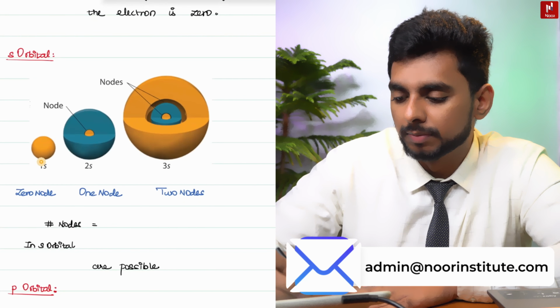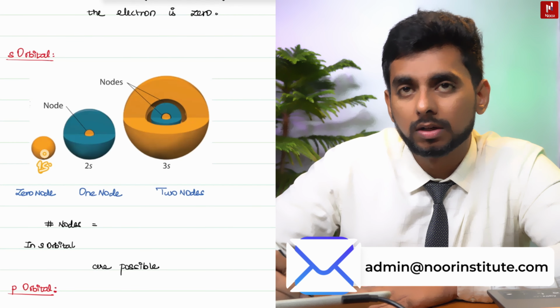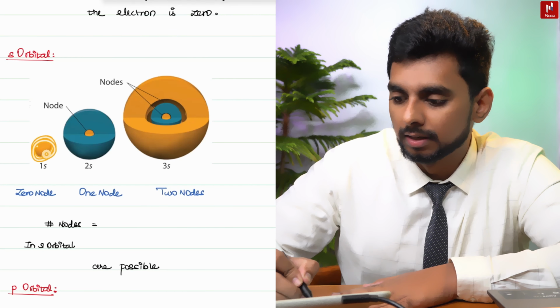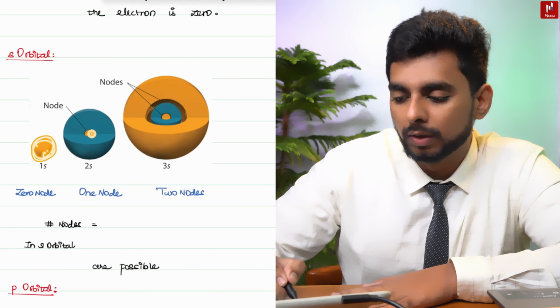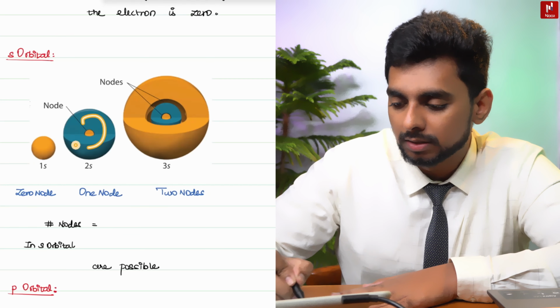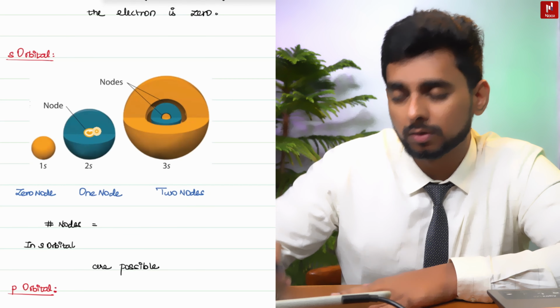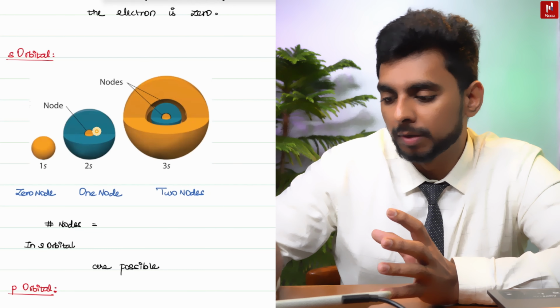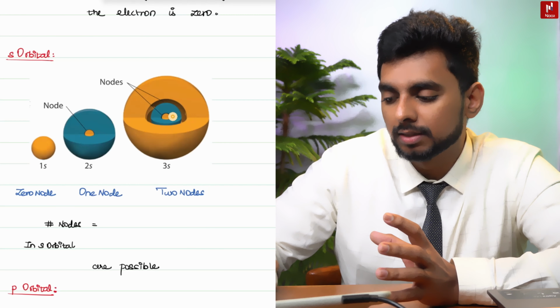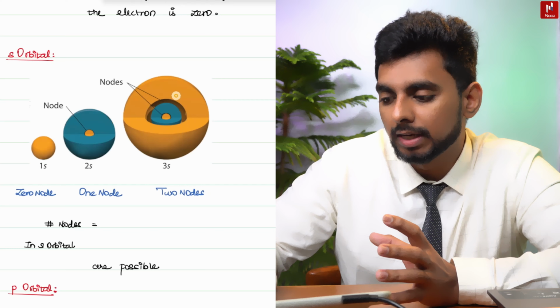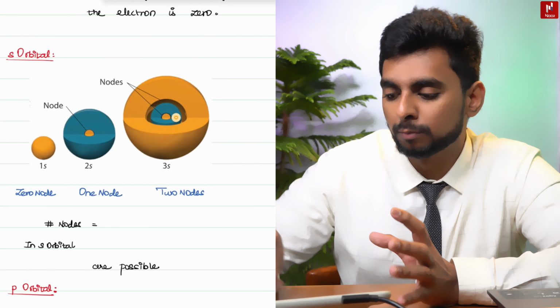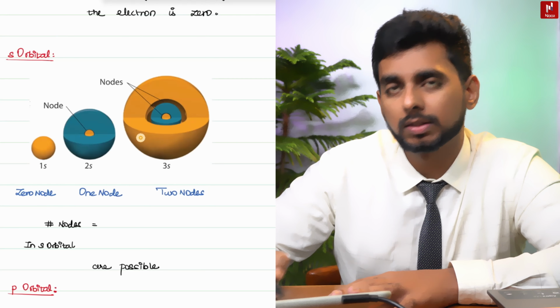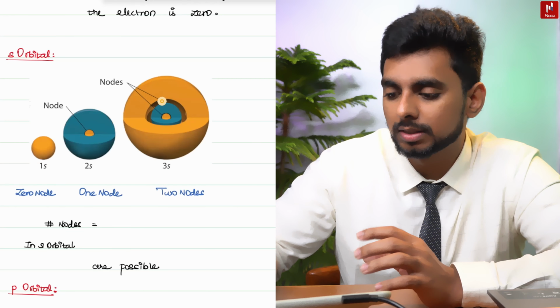So to get the node for the s orbital, I have chosen a picture over here. If you look at this picture, this is 1s. That will be the first shell, isn't it? Then you would have 2s, which means this 2s will engulf this 1s. So 1s will be inside the 2s orbital. In the same way, the 3s orbital will engulf both 1s and 2s. So that will surround this complete setup.